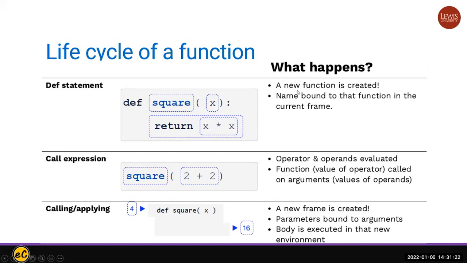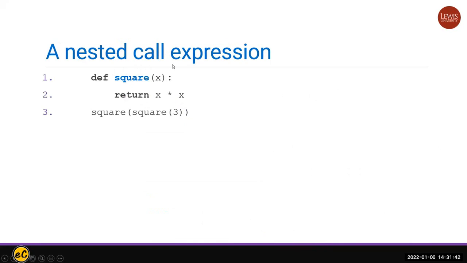So we define a function, a new function has been defined, and the name is bound to the function in the current frame. When we call it, the parameter will be created and passed to the function. At that time, a new frame is created, the parameter is bound to the argument, and the body is executed in the new environment. Right here, we have a nested call, square of square three, the square of the square of three. We pass a three to it, it returns nine, and we call square nine.